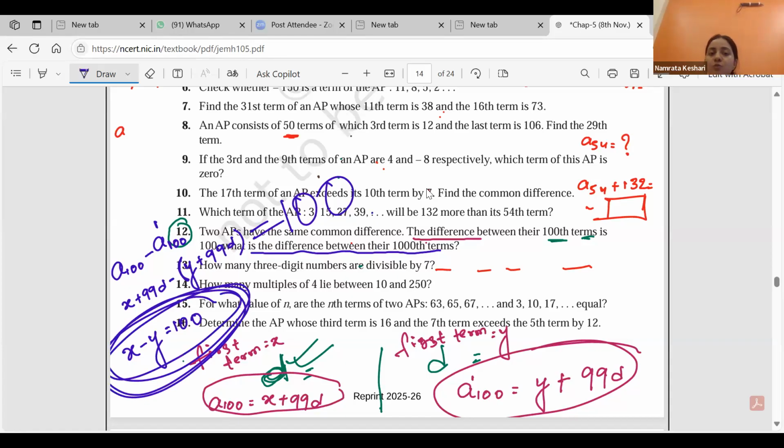When you find the difference between their 1000th term, a 1000 minus a dash 1000, a 1000 will be a plus n minus 1 into d. Your a you have taken as x, plus n minus 1, 1000 minus 1 means 999, and d you are keeping d only. Other one, a plus n minus 1 into d minus y. See, you have to keep it in bracket. I am opening the bracket and showing you. Minus, because bracket was there, 999d.